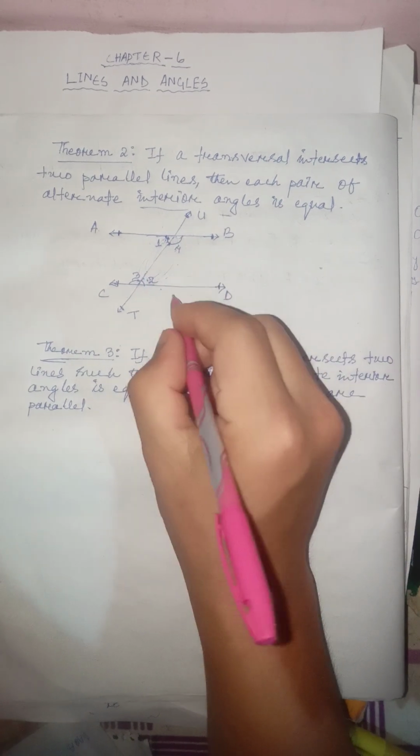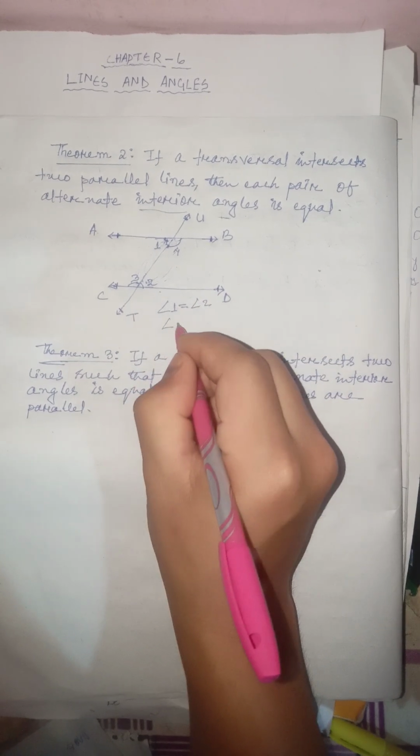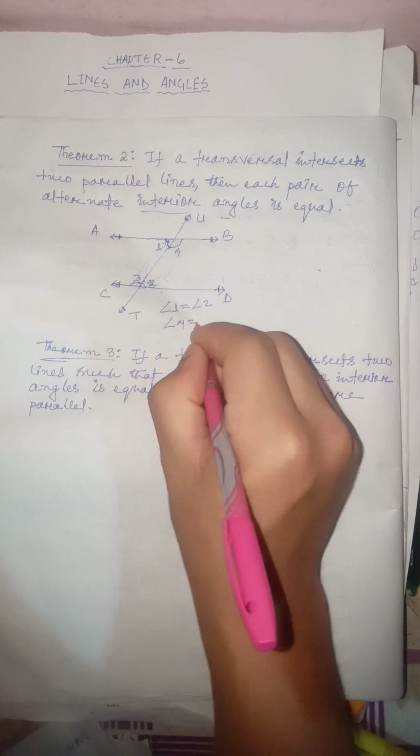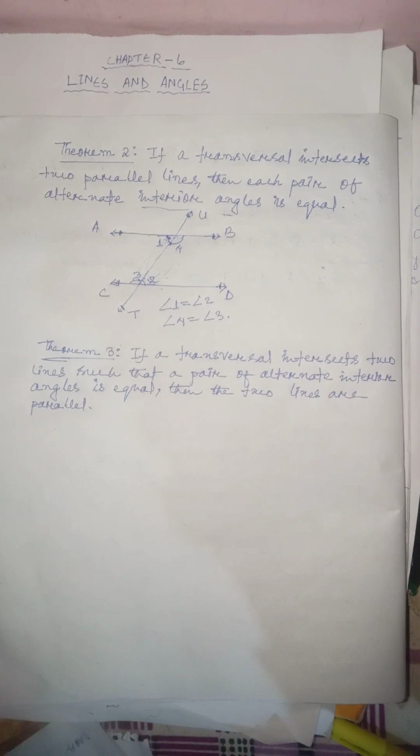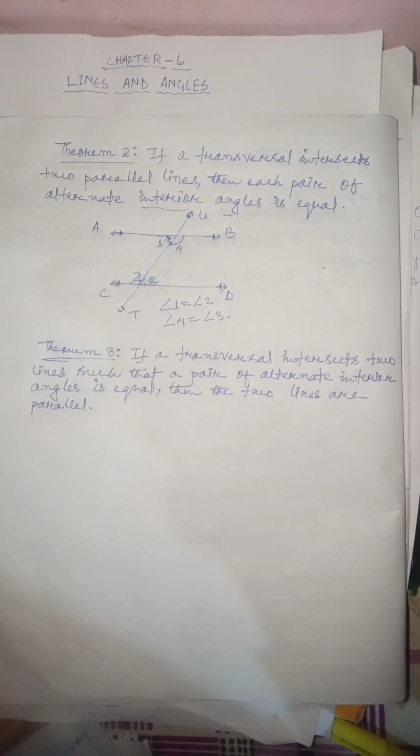Angle 1 will be equal to angle 2, and after that we have angle 4, and angle 4 will be equal to angle 3. These situations happen only when there are two parallel lines and these two parallel lines are intersected by another line. Then in that case, alternate interior angles are equal. This is all about theorem 2.